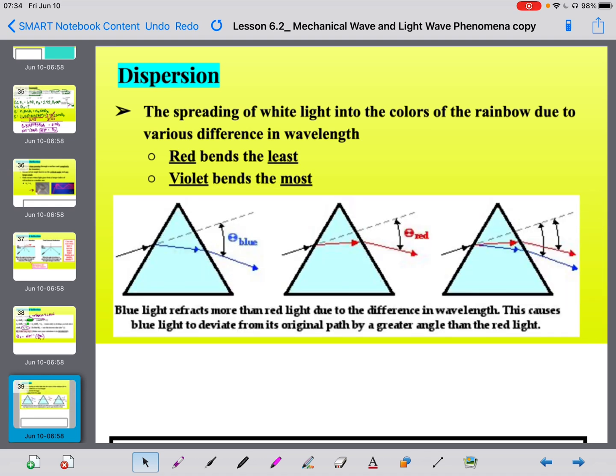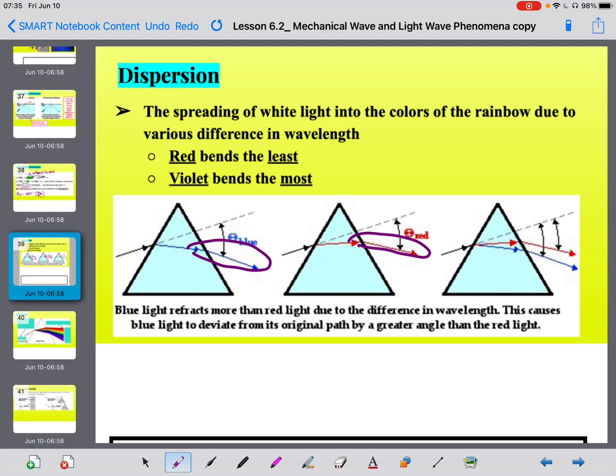So if I look at this image, as we could tell, my blue light, look at this, it bends the most, whereas my red light does not appear to do that so much. So there is definitely a difference of that angle, right? So blue light's going to refract more than red light due to the difference in wavelength. This is going to cause the blue light to deviate from its original path by a greater angle than the red light. Okay, we can see that in the picture.